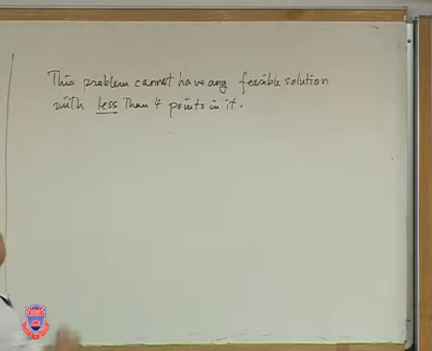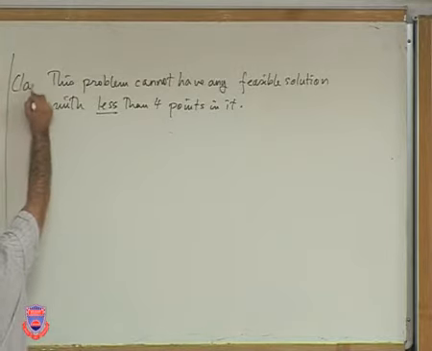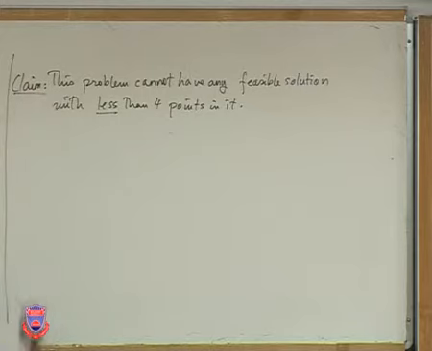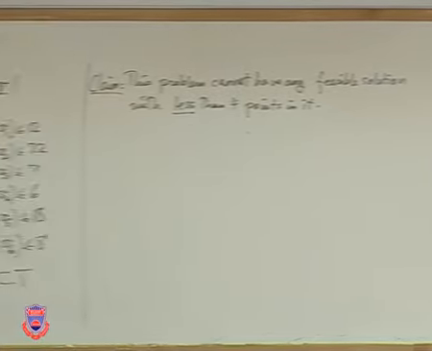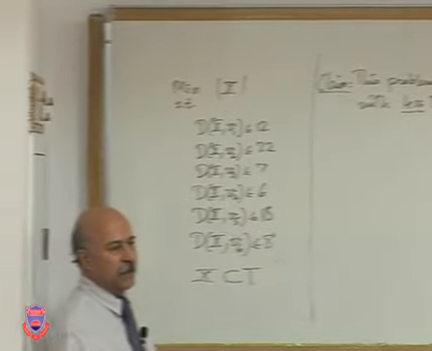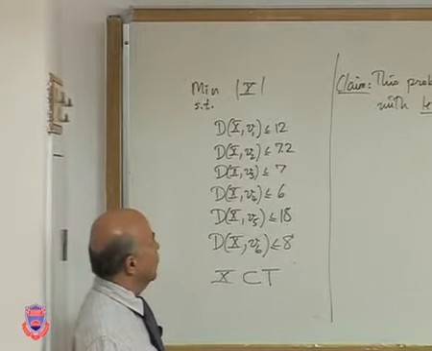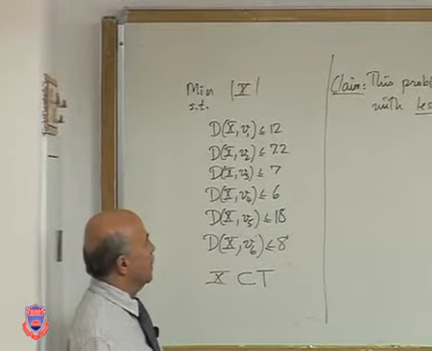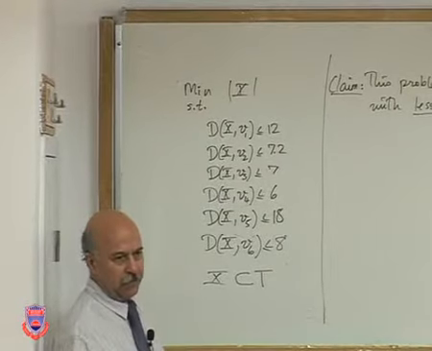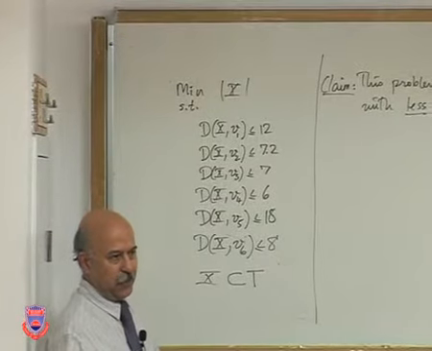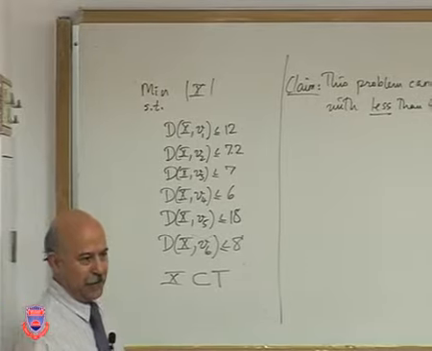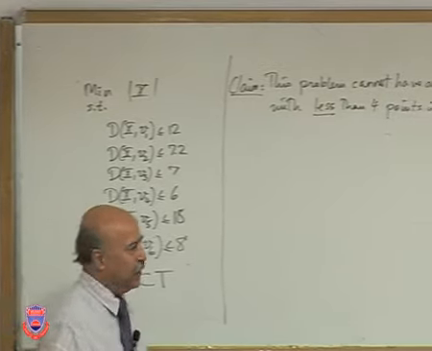So the claim is this particular problem, the example problem we have, cannot have any feasible solution that has less than 4 points in it. Less than means strictly less than, okay?